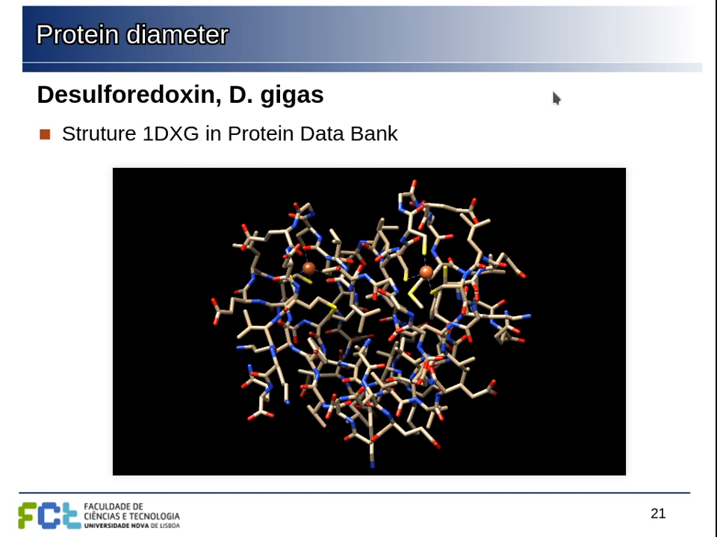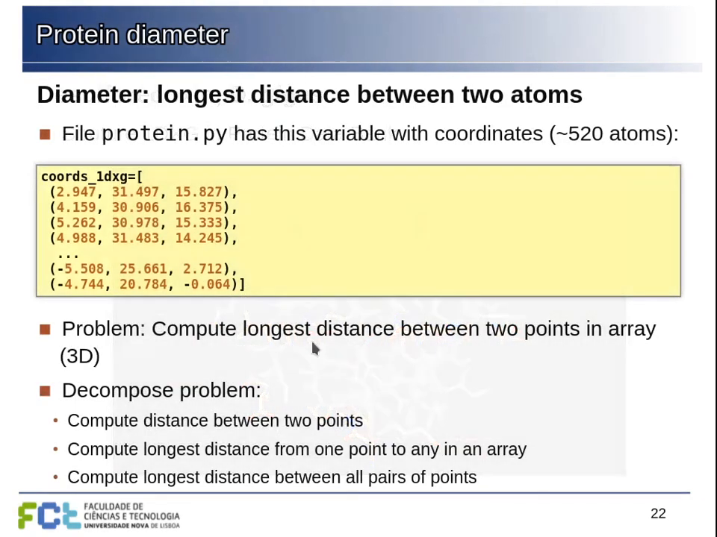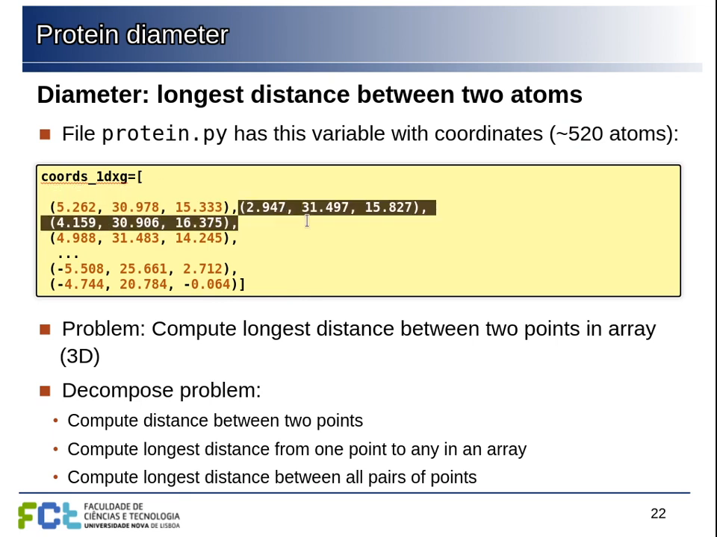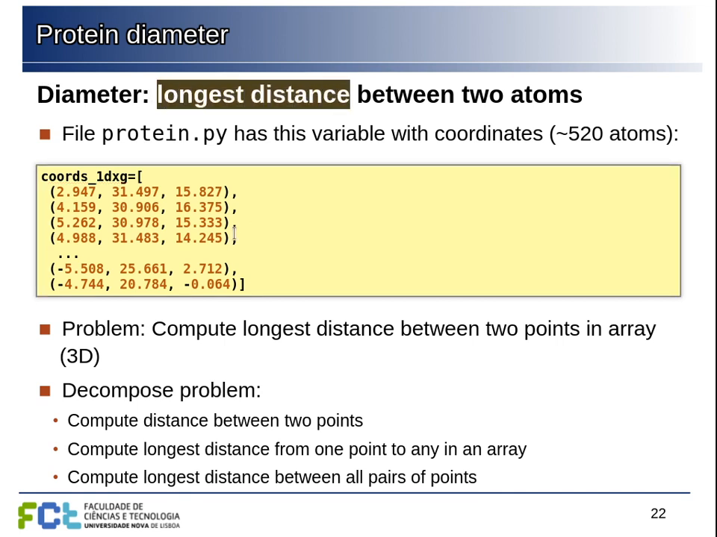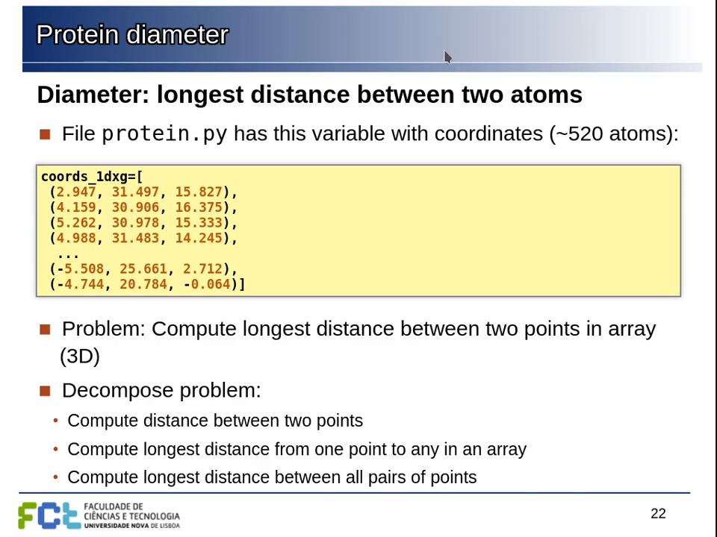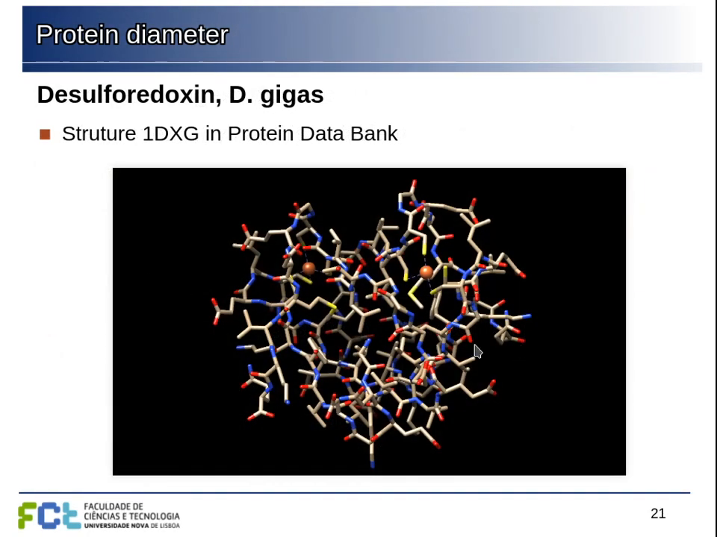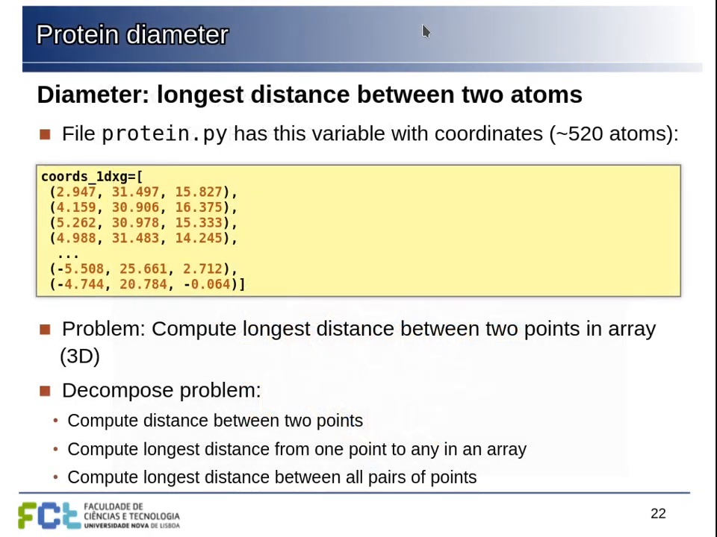But for now, let's say that we have all the coordinates of these atoms in a file called protein.py, and this module defines one variable, which is a list of tuples, and these tuples are the coordinates of the atoms. It has about 520 atoms, this protein. So these are the coordinates. The values here are in angstrom, and what we want to do in our problem is to compute the diameter of the protein. We're going to find the longest distance between any pair of atoms here. So basically, we're going to look for the atoms that are furthest apart, and this would give us the diameter of the protein, the largest length of the protein here.